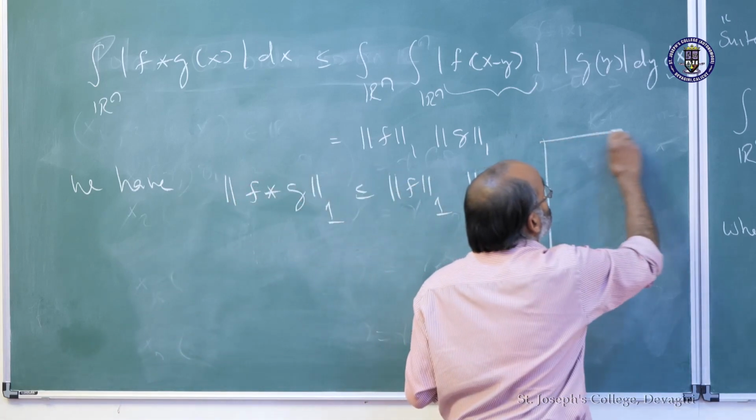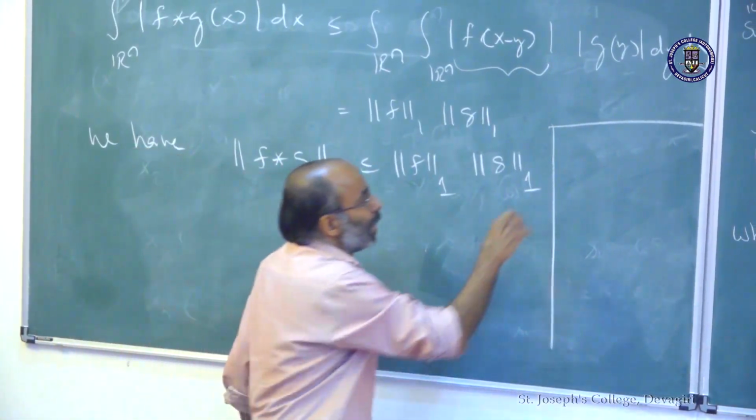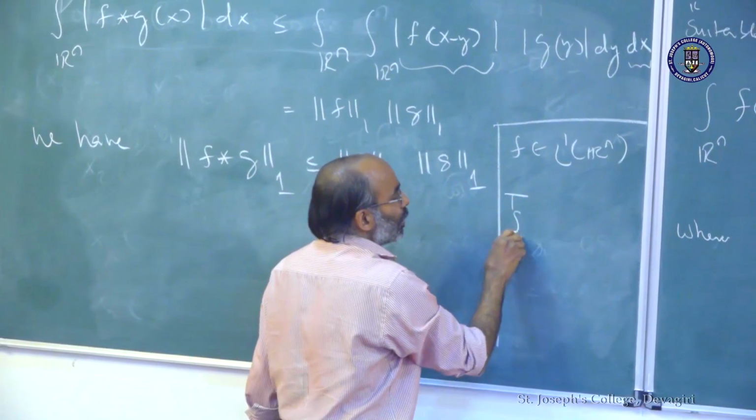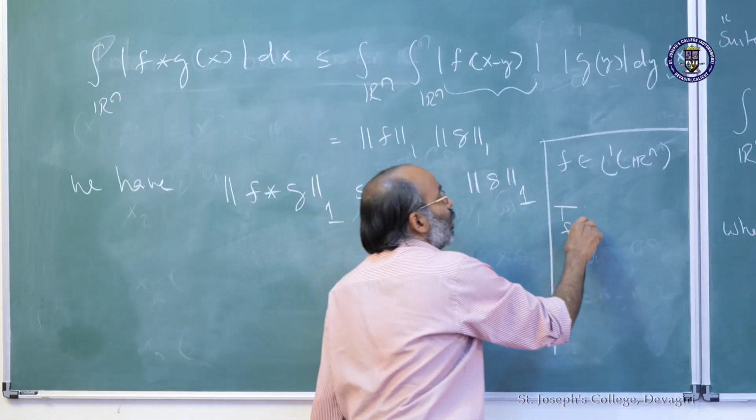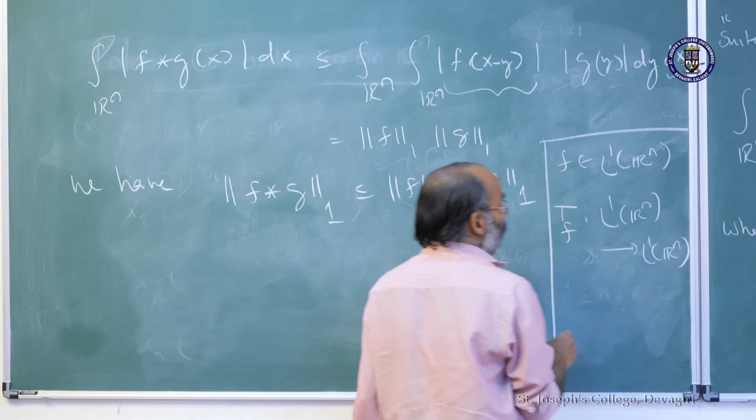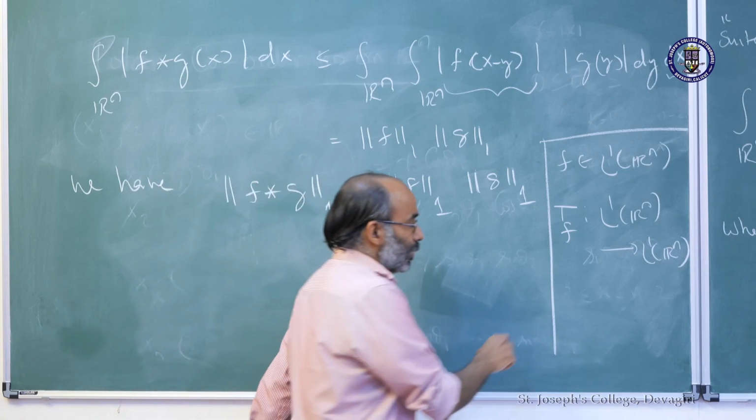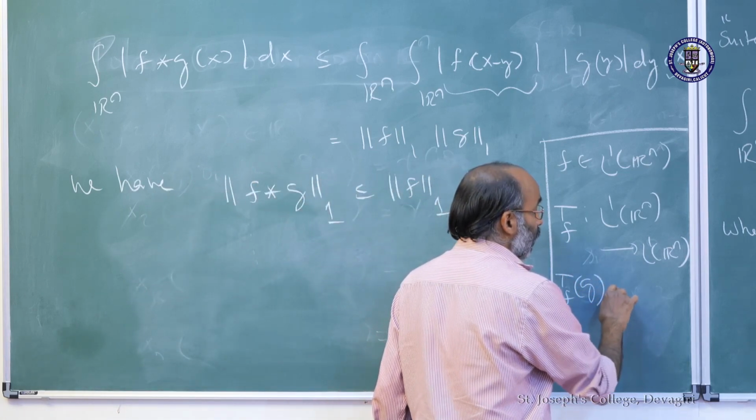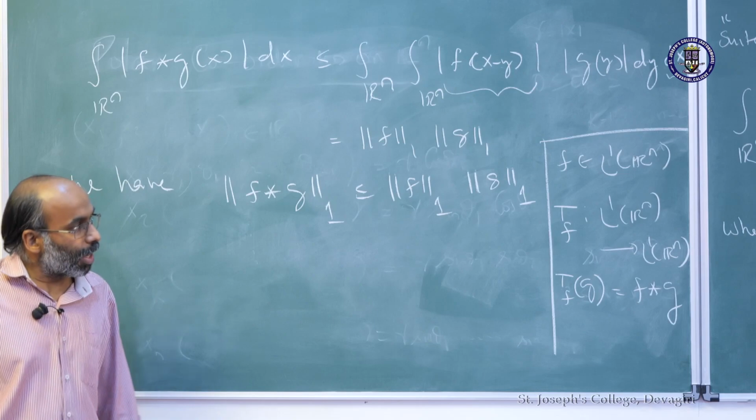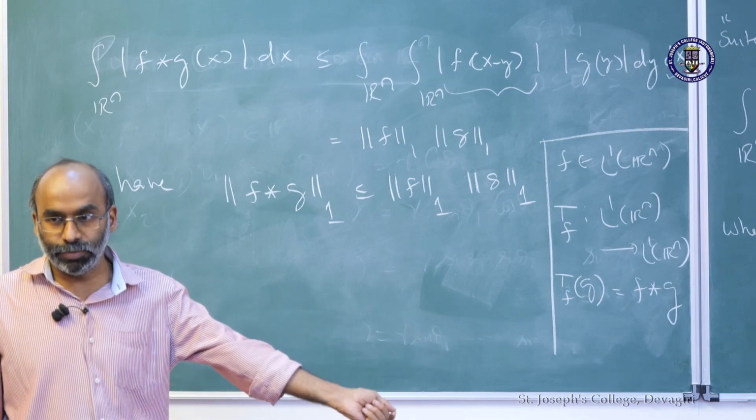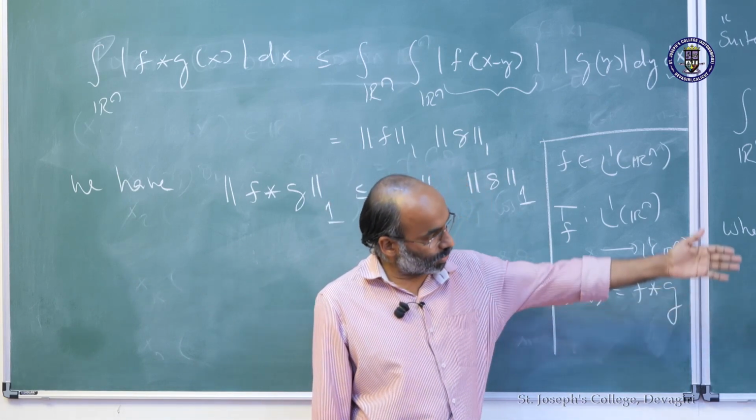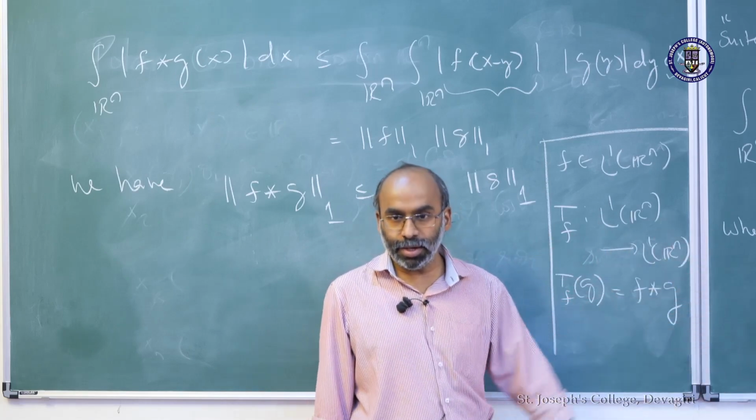If I fix a function f in L1, I can define this operator T sub f from L1 to L1. How do I define it using the convolution? Take a g, T_f of g is equal to f convolved with g. I am fixing an f and I am looking at the operator g going to f star g. This is a linear operator, right? If I take g1 plus g2, then I will have f star g1 plus g2, which from the integral definition is clearly linear.